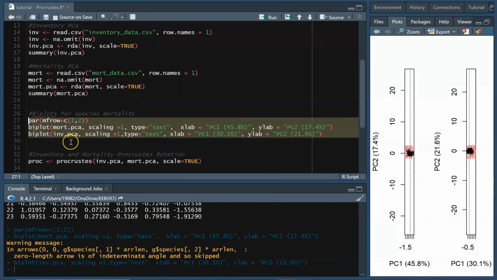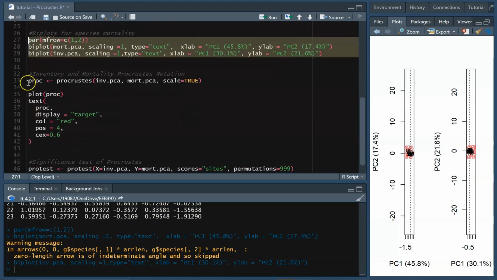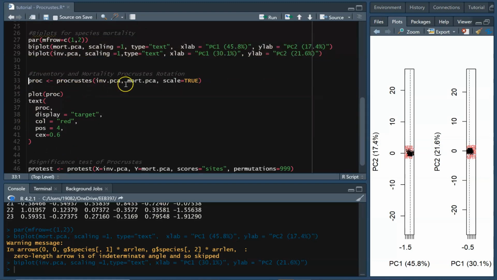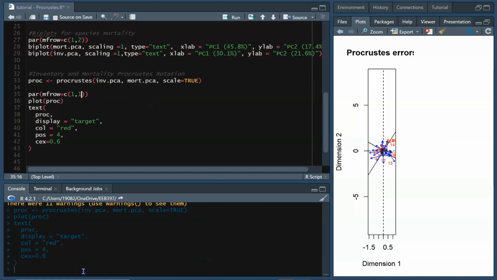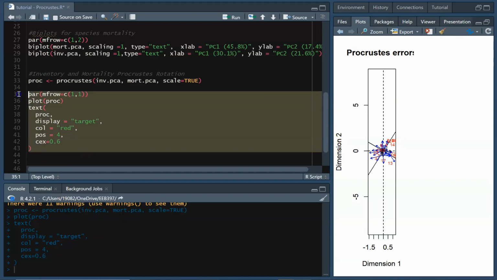In R, the function for Procrustes is just procrustes, and then you input the name of the two PCAs, so it's simple enough. I'm going to name this proc and run it. The plot for this is super simple, just plot and the name of your Procrustes. I'm going to want to add a little bit of text because I want the sites to be labeled so I know which vectors are which.